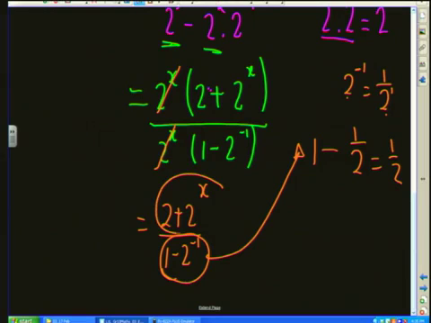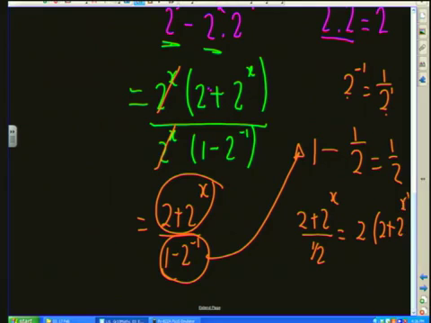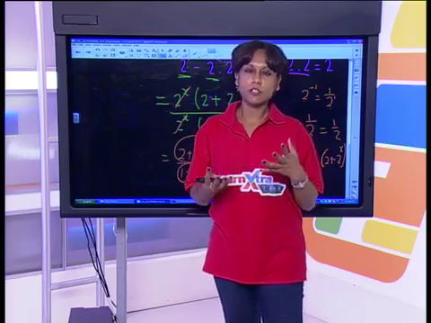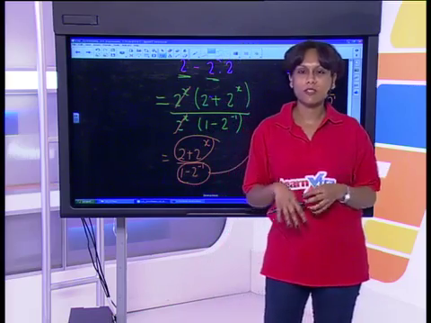So this expression then becomes 2 plus 2 to the power x over a half. And remember, when you're dividing by a fraction, you tip and times, invert and multiply. So this is going to become 2 times (2 plus 2 to the x). Can you go further there? No, you can leave it at that point. You don't need to go any further and multiply the 2 into the bracket. That's really where it stops. You can't simplify much more than that. You're just going to be going backwards and forwards with the same thing.